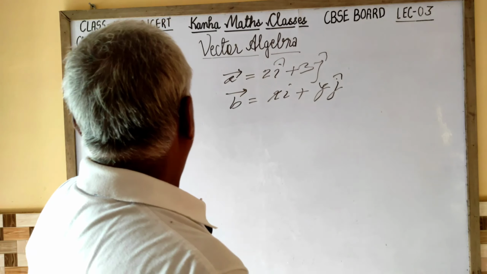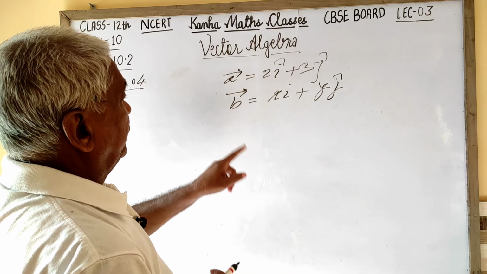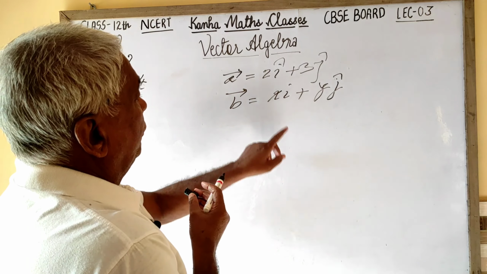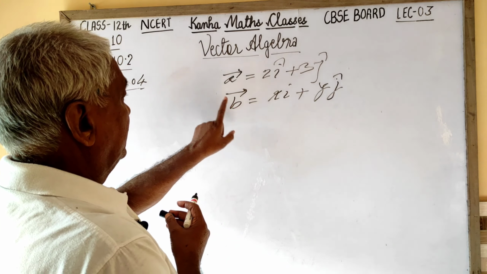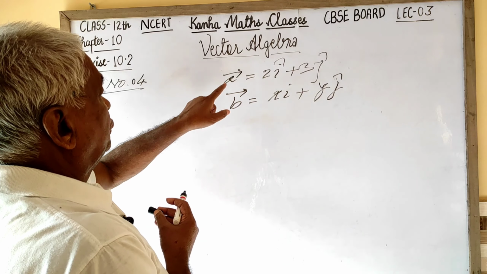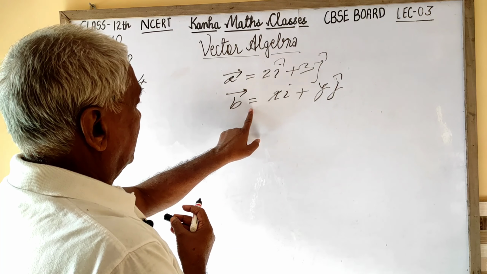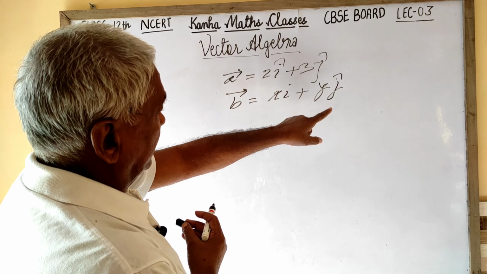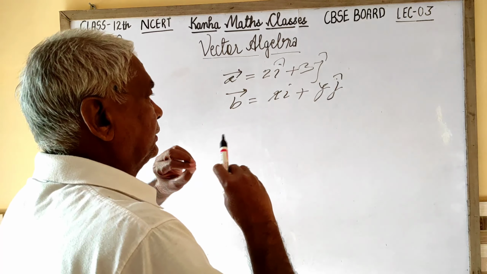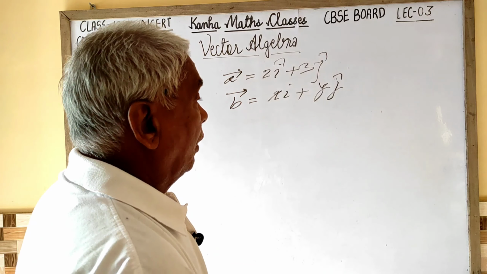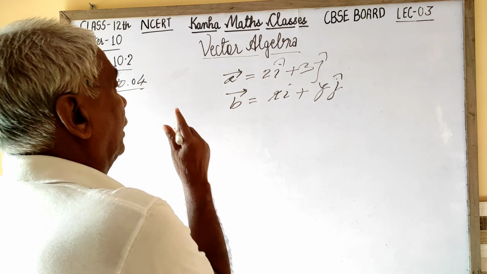Now we will find the value of x and y in another vector B. Here two vectors are given: vector A is equal to 2i plus 3j and another vector B is equal to xi plus yj. Both vectors are equal. When two vectors are equal, then their corresponding components will also be equal.